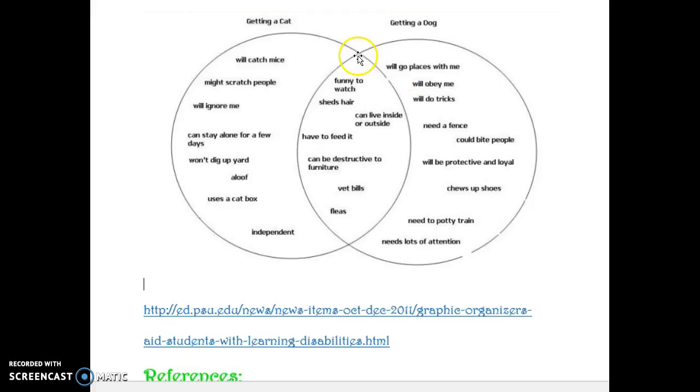And then in the middle, they're both funny to watch, they both shed hair, they both can be destructive, they both have vet bills, they both have fleas. So it's just an example of how you would use a Venn diagram. And also, this could be another accommodation you can make for students to separate the text and compare and contrast different topics that they're talking about.